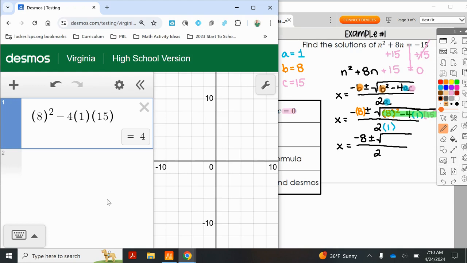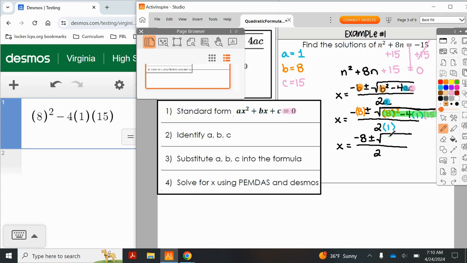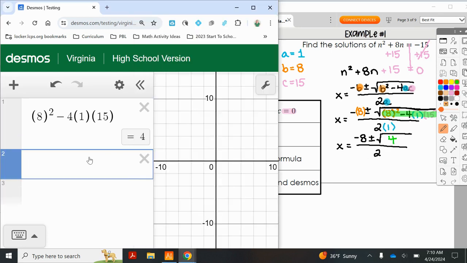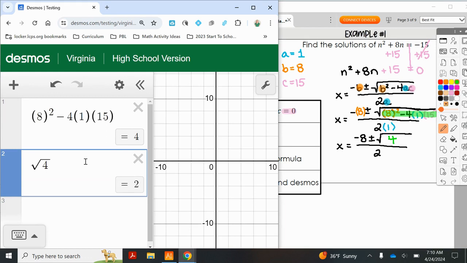So now when I go back to my notes here, everything under the radical simplified to the number 4 that we just got in Desmos here. I now do the square root of 4, which I can do in Desmos to get 2. So now I'm going to go and do the rest by hand here.